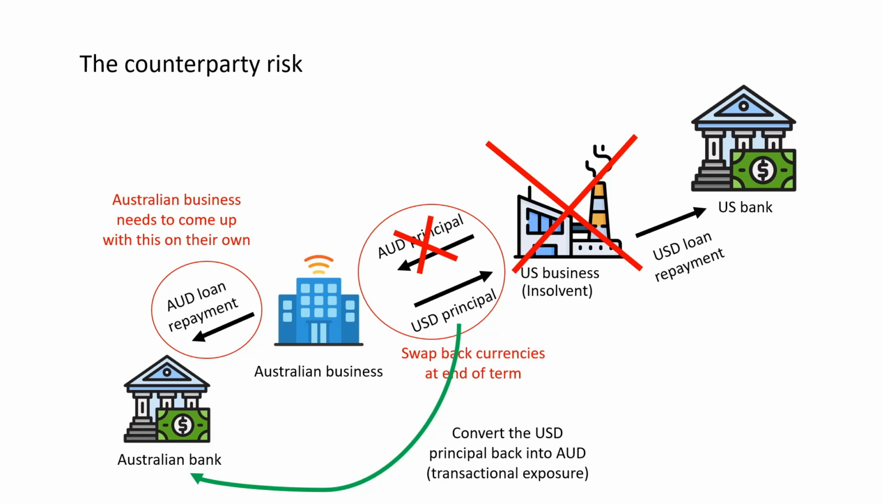But note, however, because the Australian business doesn't have a forward exchange contract with anyone else to exchange the USD into AUD, it will still suffer from transactional exposure. The Australian business will have to convert the USD principal it was to pay the US business back into Australian dollars at the current spot rate, rather than the agreed-on exchange rate that the Australian business and the US business had agreed on when first engaging in the currency swap. That concludes today's lesson on hedging.